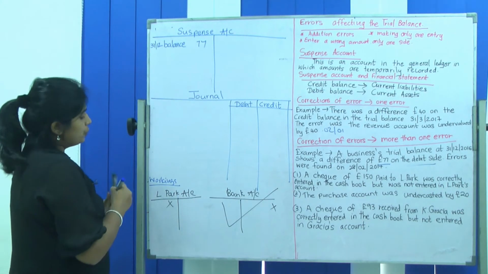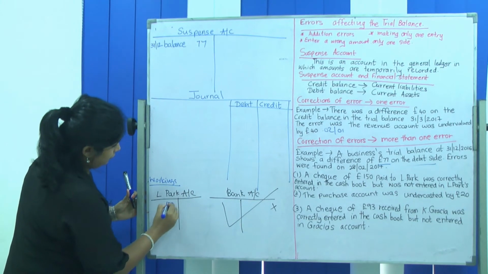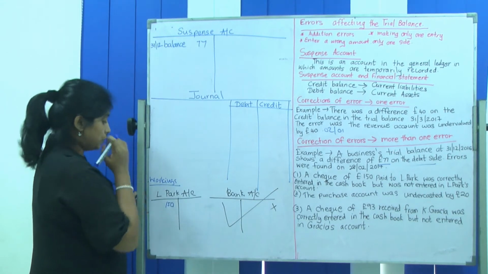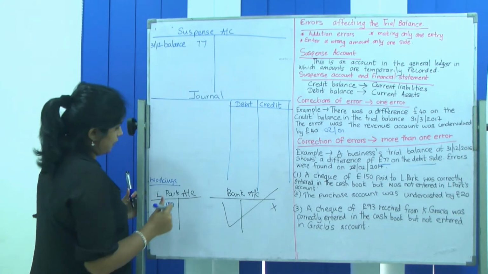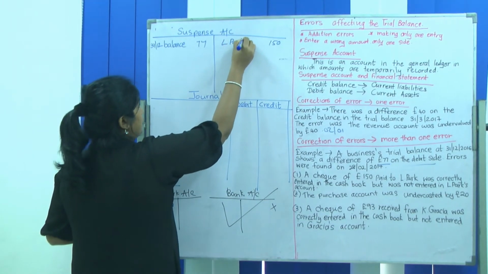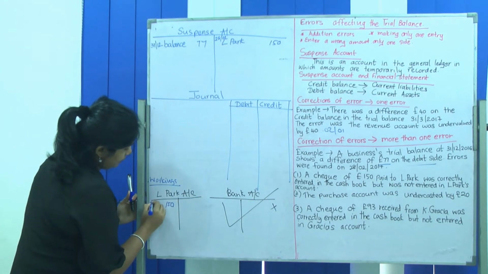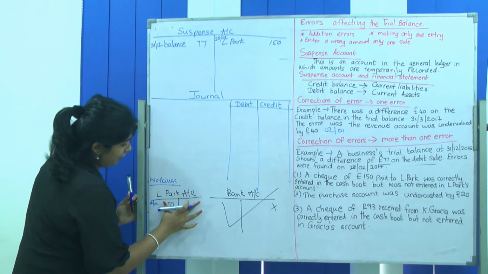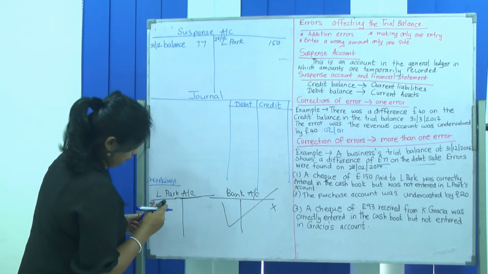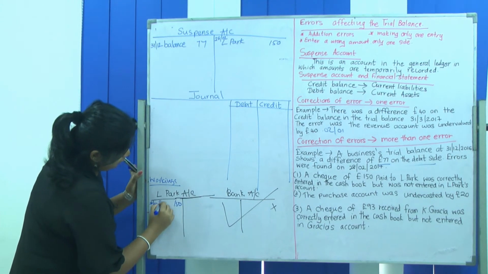So to correct the error, you have to record 150 on L Parker's account, and what is the other account left to credit? There is only the suspense account, so the suspense account will be credited as L Parker. The error was found on 28th of February, so on 28th February, that 150 will be debited as suspense account.